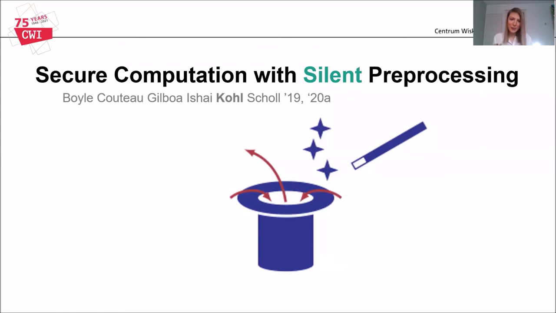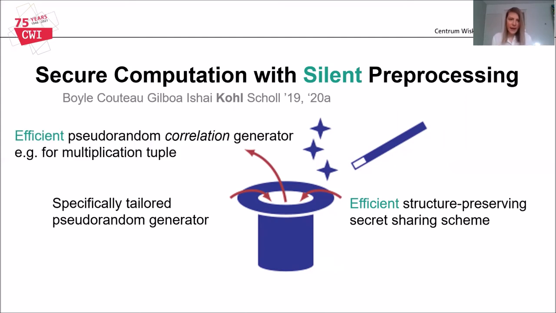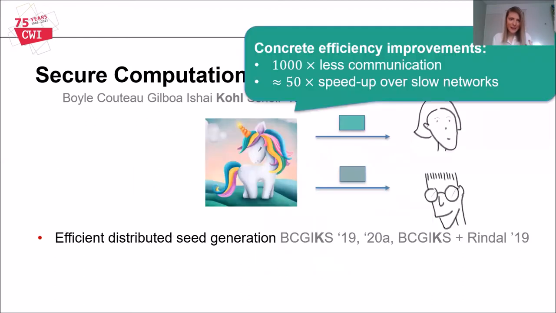And now this is where a bit of magic happens. Basically we show that if you use structure-preserving secret sharing techniques and a very specifically tailored pseudorandom generator, then you can evaluate this jointly, and that gives you a way to generate not only pseudorandomness, but pseudorandom correlations. For example, the pseudorandom multiplication tuples that I talked about. And the hard part is not to get this to work theoretically, but to get something concretely efficient. That's basically what we showed.